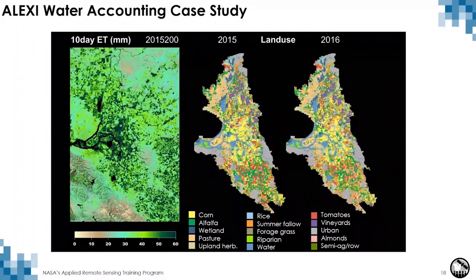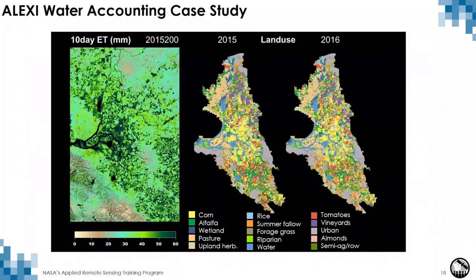Another example here is focused on the San Joaquin Valley in California. As I mentioned earlier, water accounting is another really important tool. We're really trying to understand in this river basin where the water is being used. What you see here on the right for 2015 and 2016 is the USDA crop data layer that tells us essentially in every field what kind of crop was being grown.